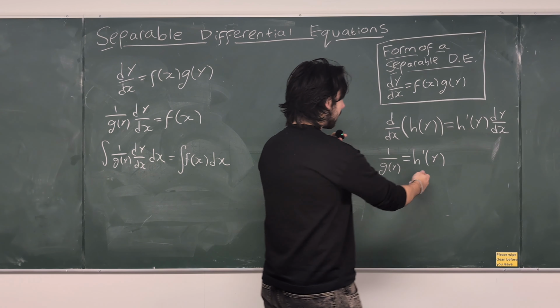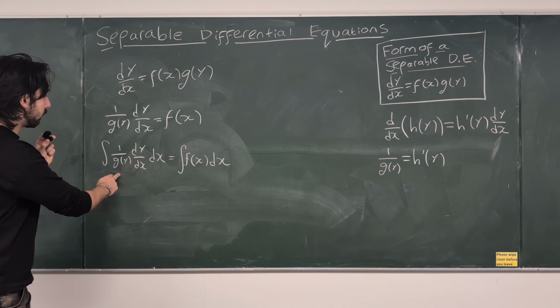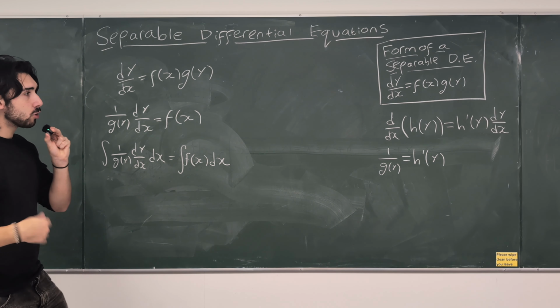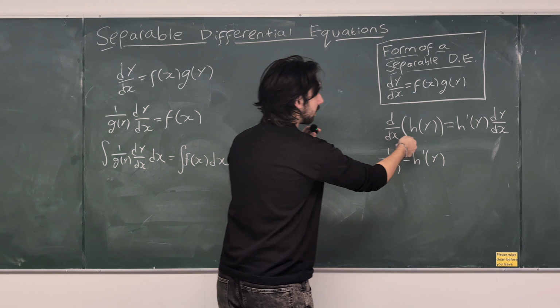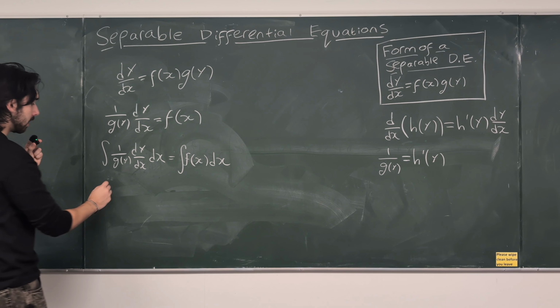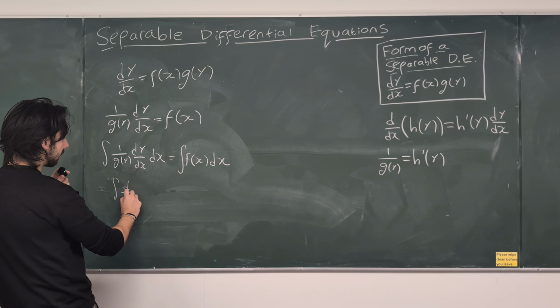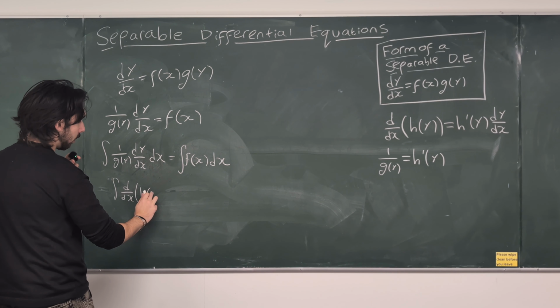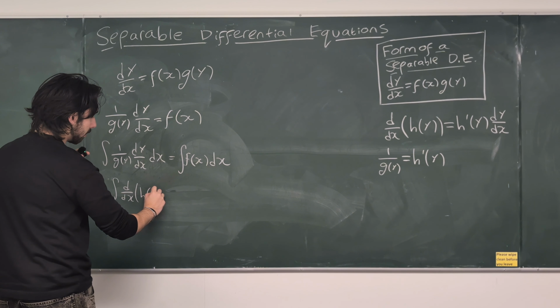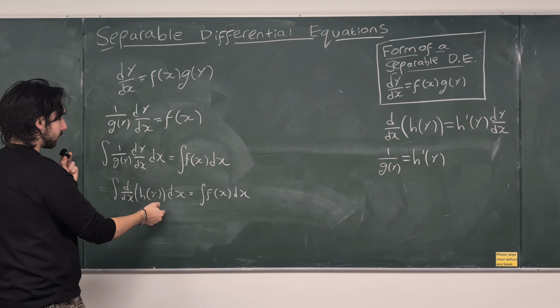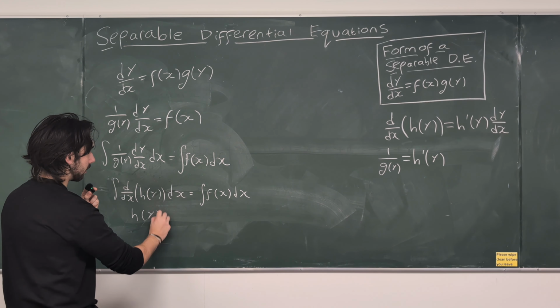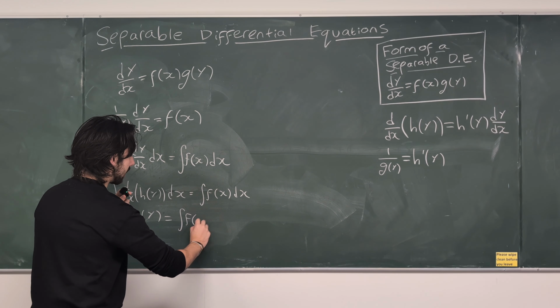Then what I've got is the 1 over g of y times dy dx is just the derivative of h of y, the derivative of h of y with respect to x, mind you. So this is equal to the integral of the derivative with respect to x of h of y, and remember, y is a function of x, dx, equals the integral of f of x dx. And this is fine because this is the integral of the derivative of something. So this is just h of y, and this is whatever the integral of f of x ends up being.